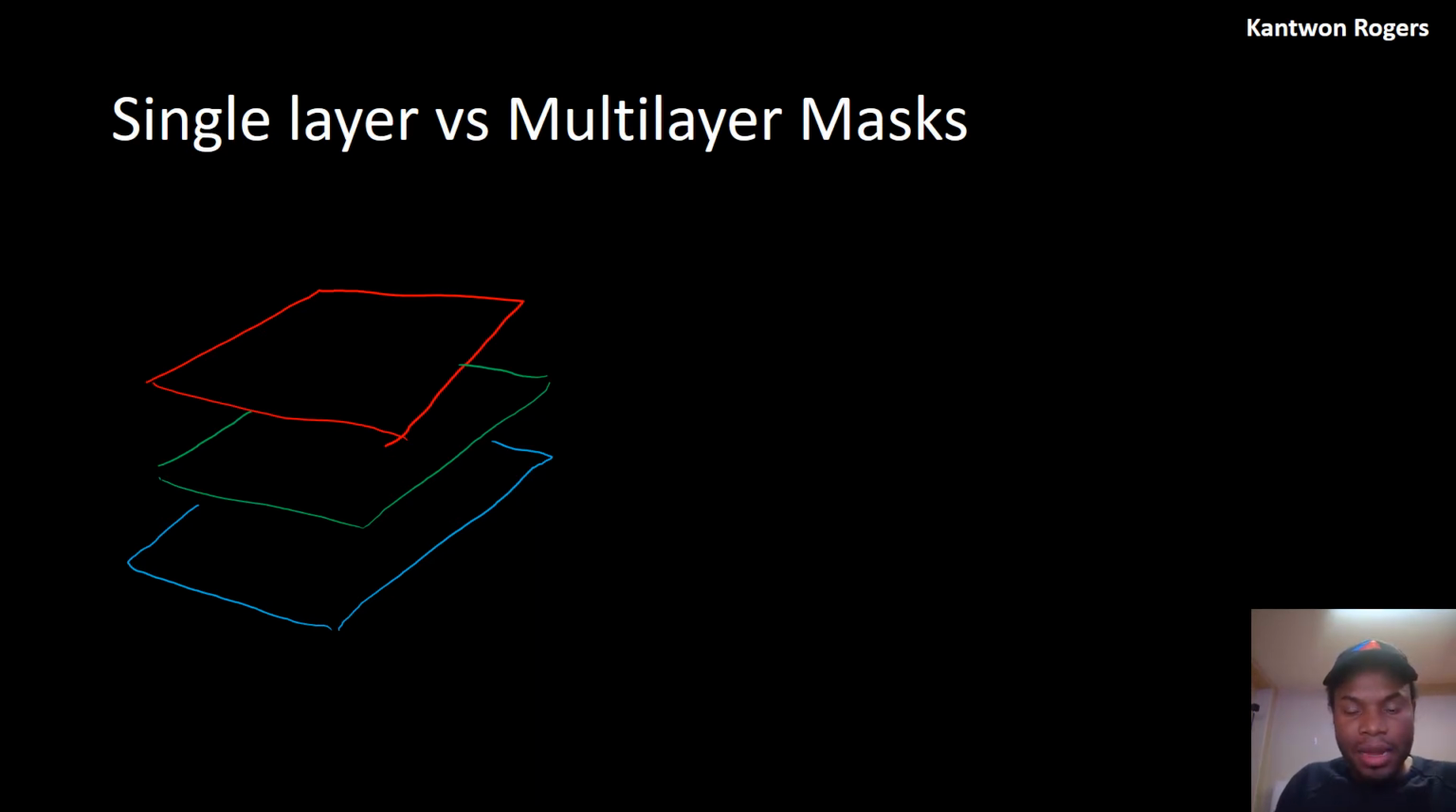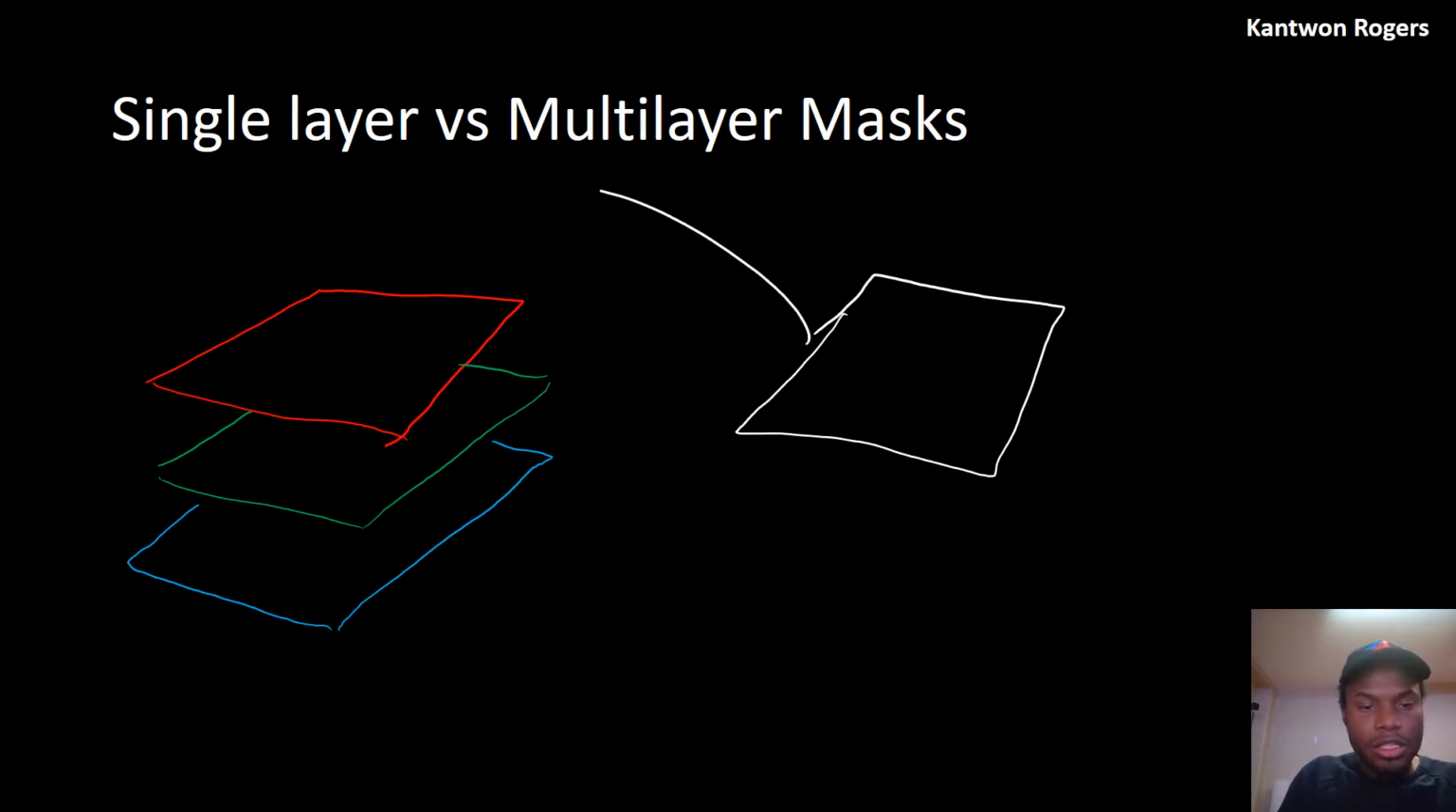If, for instance, I had a mask, which I'll denote by a white square. If I had a mask that was just one layer and I tried to apply this to my entire image, it's not going to affect the whole thing. The image has three layers, so this one-layered mask is not going to affect three layers. Sometimes we want that, which we'll see in the examples how that can be beneficial.